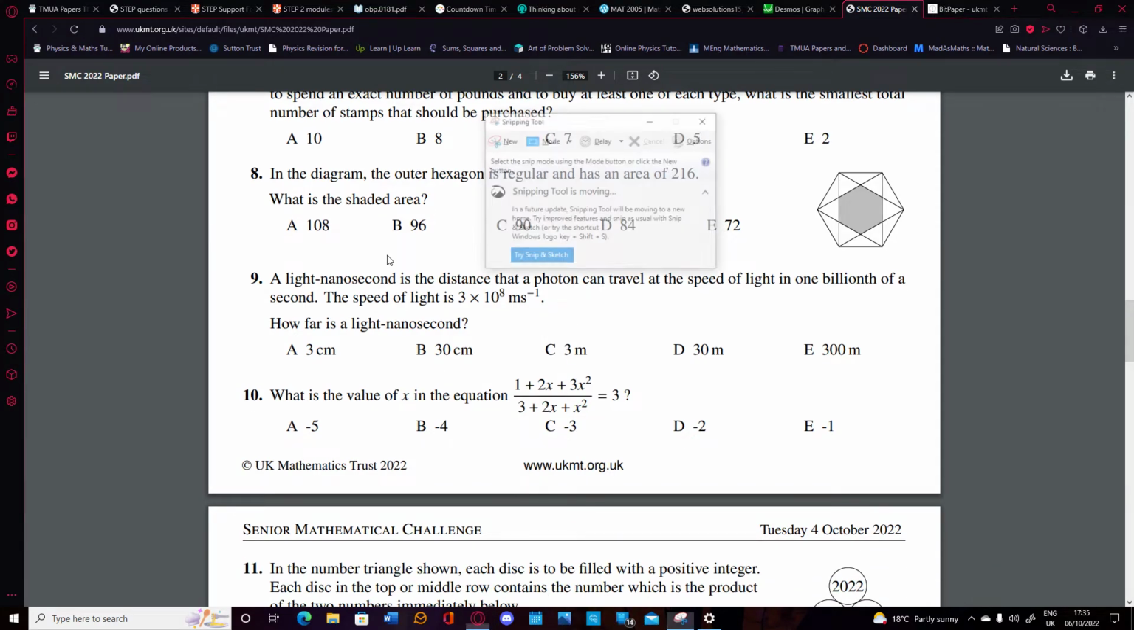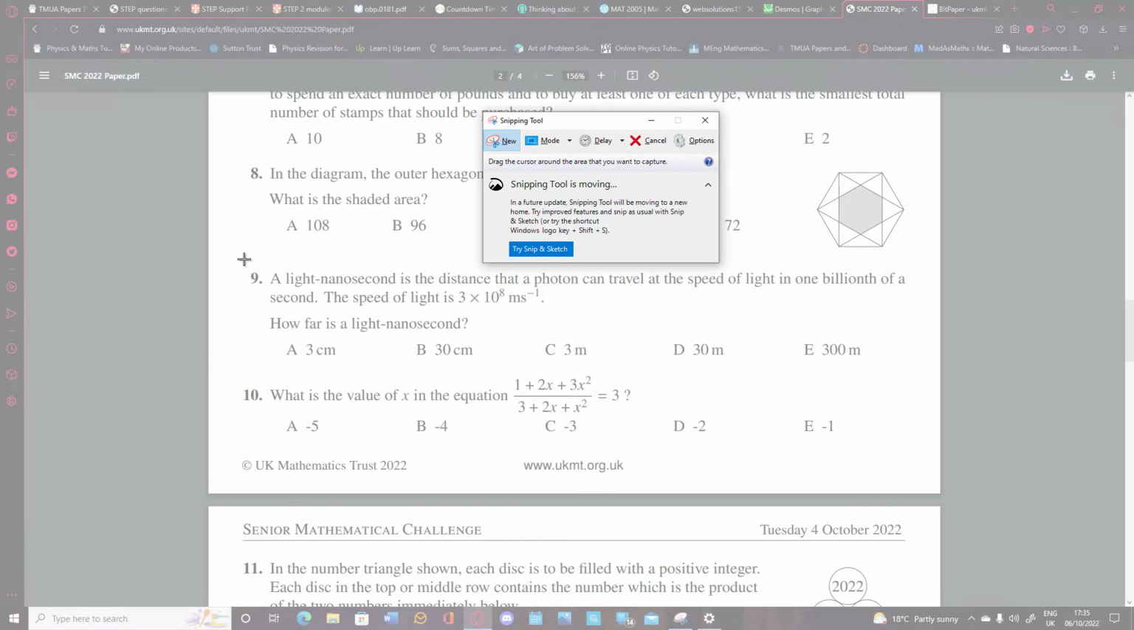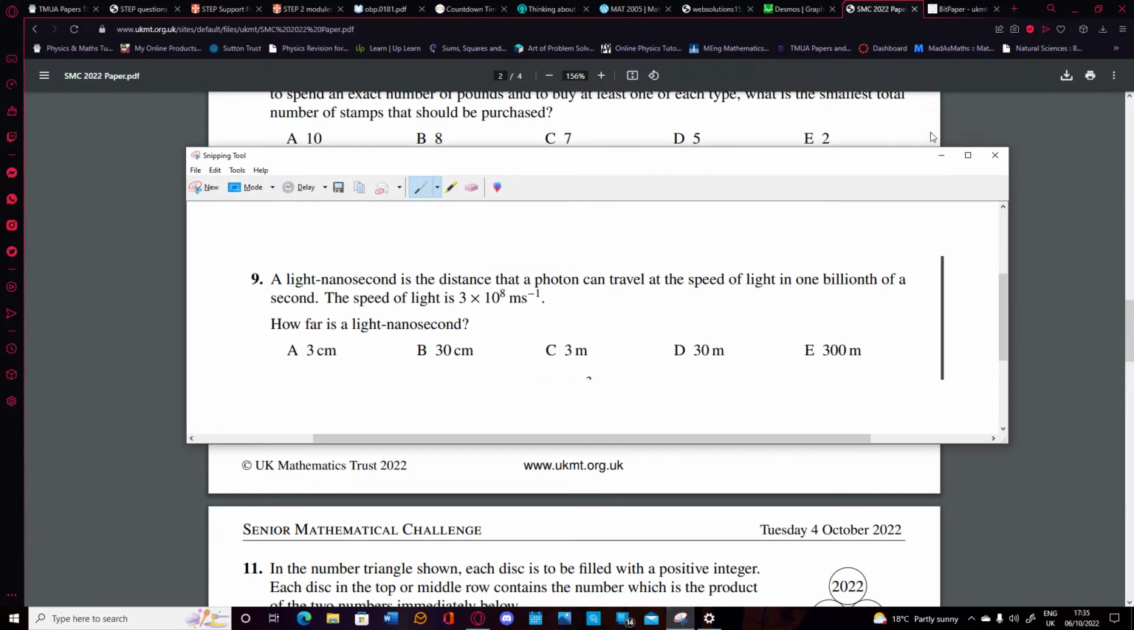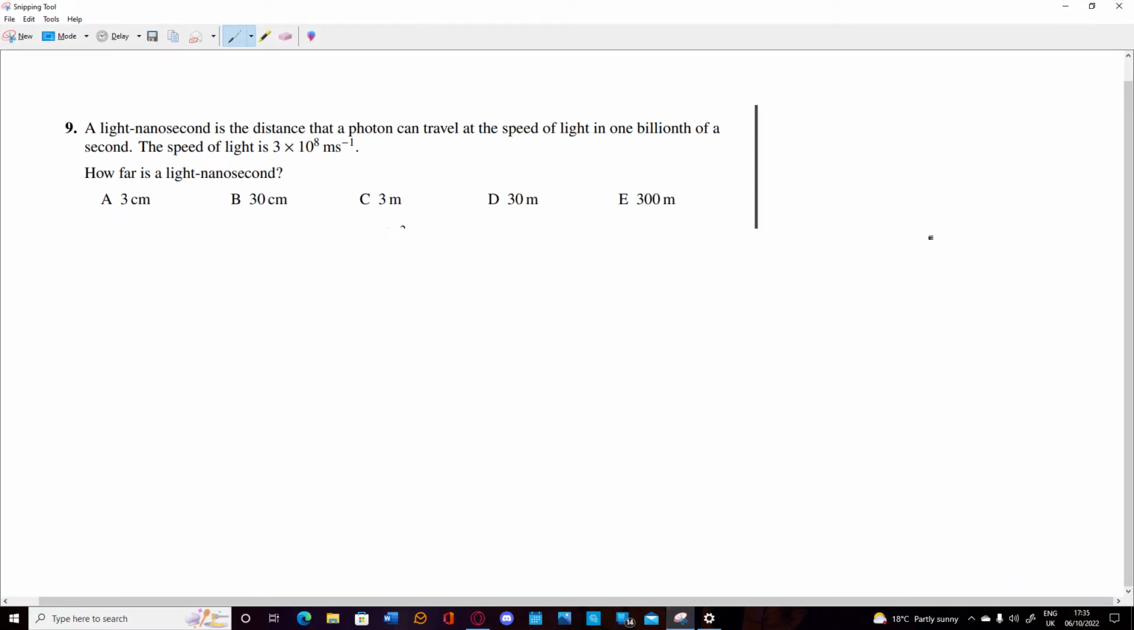Okay, next question. A light nanosecond is the distance that a photon can travel at the speed of light in 1 billionth of a second. The speed of light is 3 times 10 to the 8 meters per second. Okay, so we want to use our simple equation: displacement equals velocity times time, or distance equals speed times time.